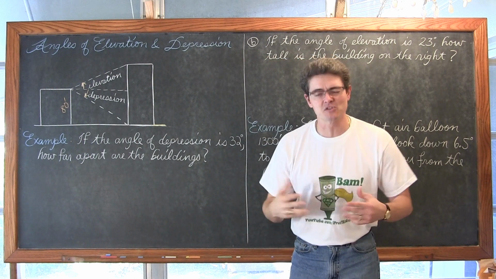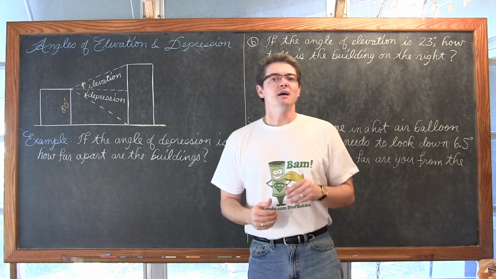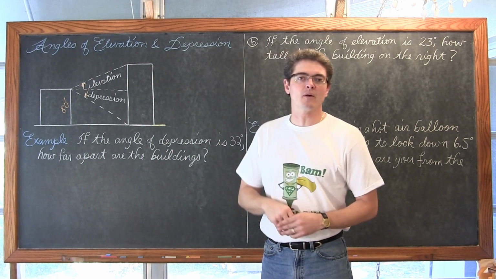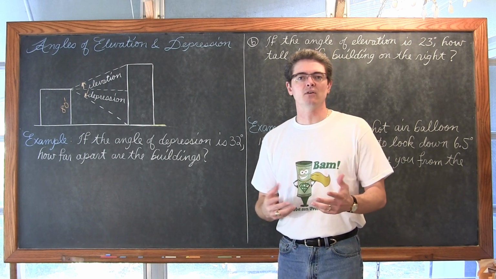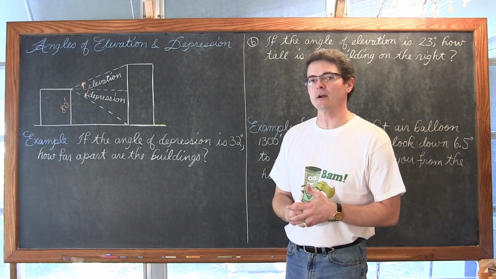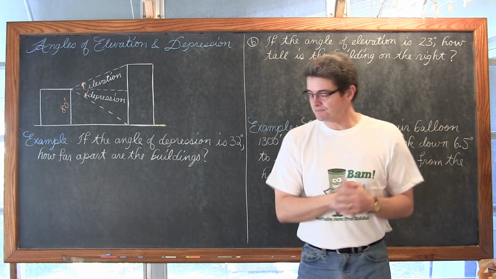And of course, I'm yelling SOH CAH TOA because SOH is sine, which is opposite over hypotenuse. CAH, which is cosine, is adjacent over hypotenuse. And TOA, which is the tangent of an angle, is equal to the opposite side of a right triangle over its adjacent side. So, SOH CAH TOA.